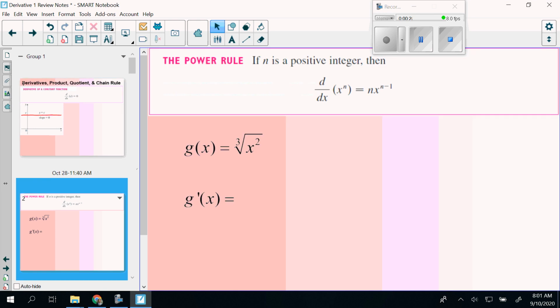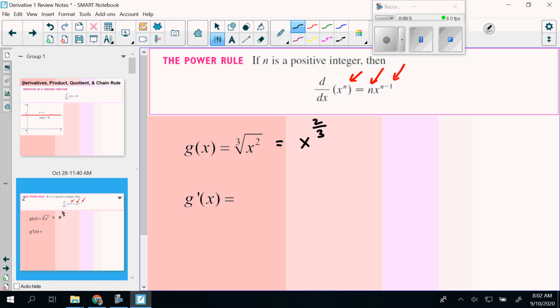Power rule, if you have a variable to a power, our rule on finding the derivative is to take that power, drop it down, and then subtract 1 from that power. So as an example here, if we have this function g of x, that's the cube root of x squared. First thing we want to do is change that to exponential form. So that would be x to the 2/3.